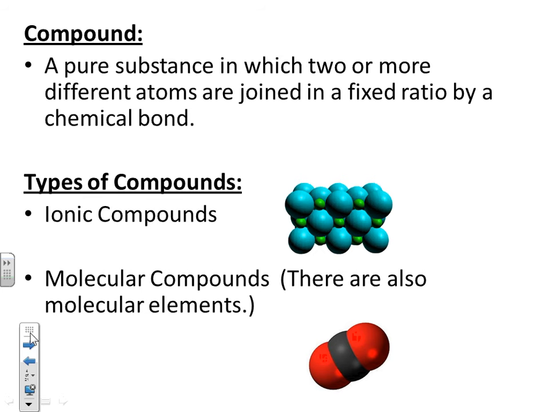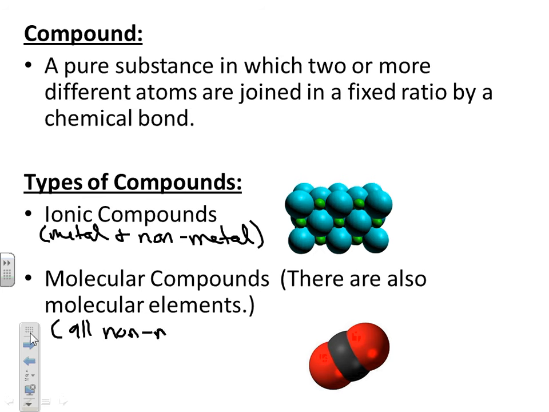Actually, you know what? I might even add this underneath. We're going to learn ionic compounds are made up of a metal and a non-metal atom put together. So ionic compounds are made of a metal atom put together with a non-metal atom. And molecular compounds are all non-metals. So that's a quick way to identify whether it's ionic or molecular: the types of atoms that are in there.